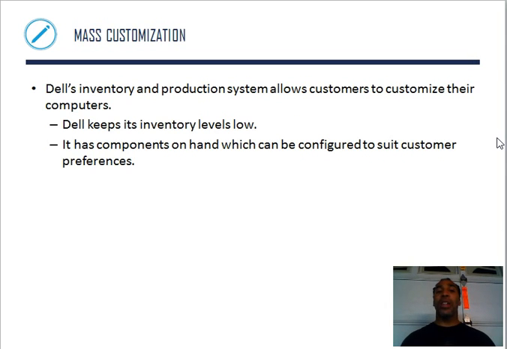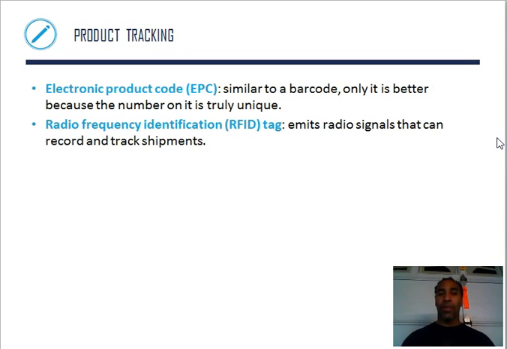Mass customization, Dell's inventory and production system allows customers to customize their computer. We want you to customize it, then we're going to get all those parts, put it together, and send it to you. Dell keeps its inventory levels low. It has components on hand which can be configured to suit customer preferences.